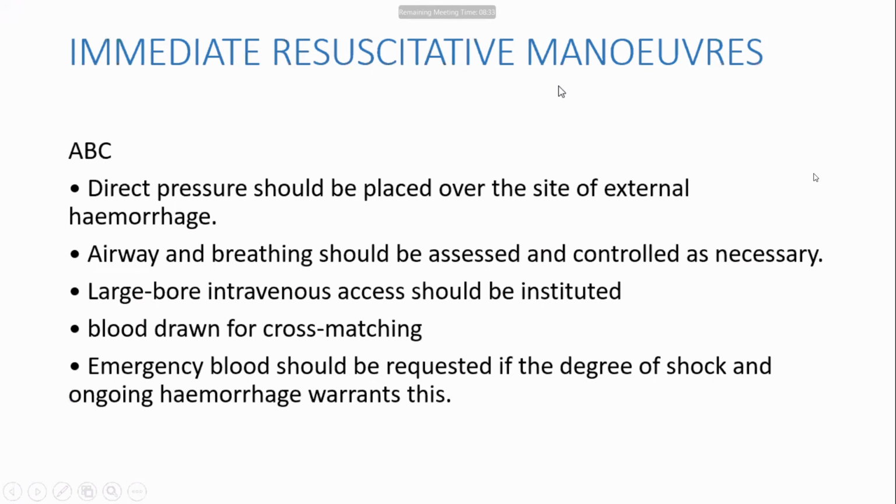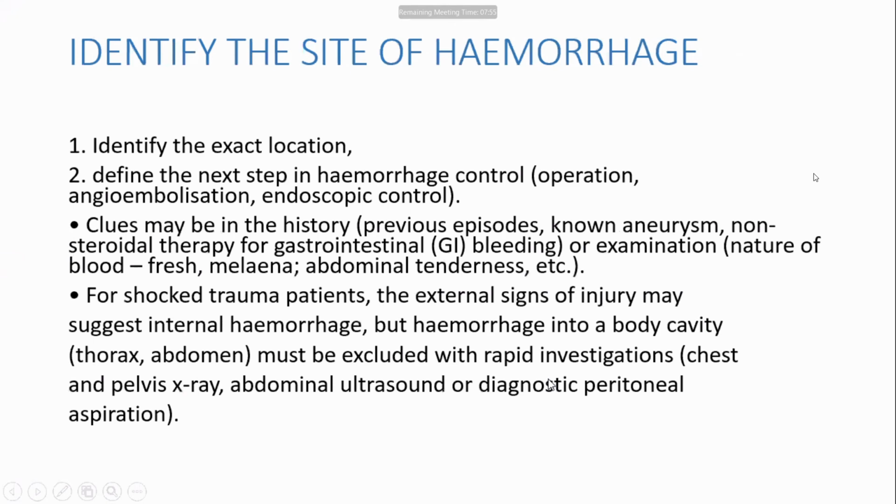Immediate resuscitation maneuvers are the same in all emergency patients. You have to look for airway, breathing, circulation. If the patient is talking, the airway is intact, and we act accordingly. If the patient is unconscious, we have to secure the airway by either intubation and ventilation or tracheostomy. Similarly, breathing: is the patient breathing or not? Then circulation, where the hemorrhage comes in. For circulation we apply a large-bore intravenous line, draw blood for cross-matching, and give blood if the hemoglobin is on the lower side.